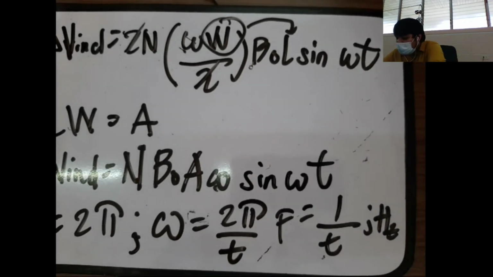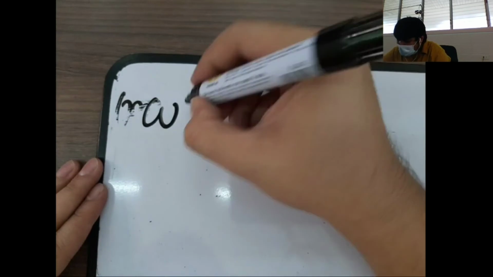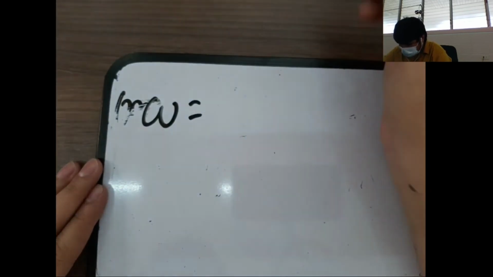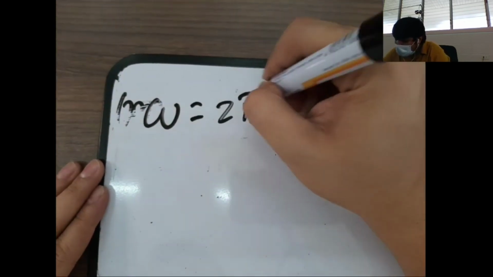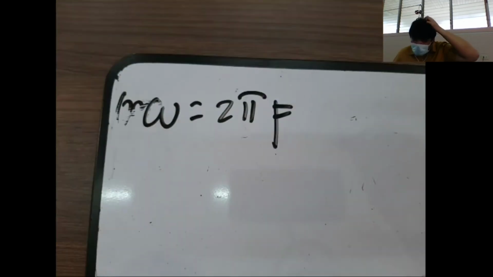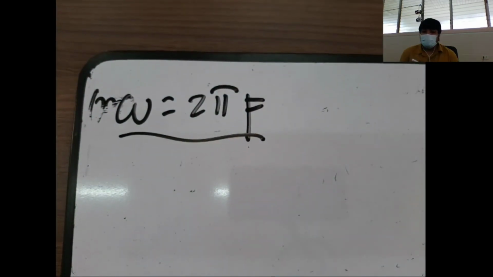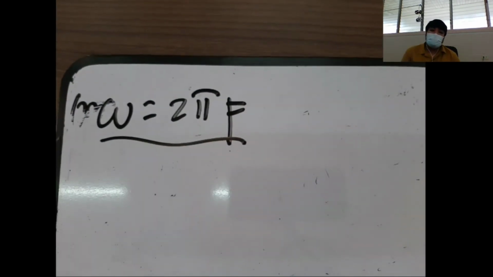Therefore, our angular velocity can be expressed, instead of 2 pi over T, in terms of frequency, which is 2 pi times F. Okay? So this is the end of our really short video for AC generator.